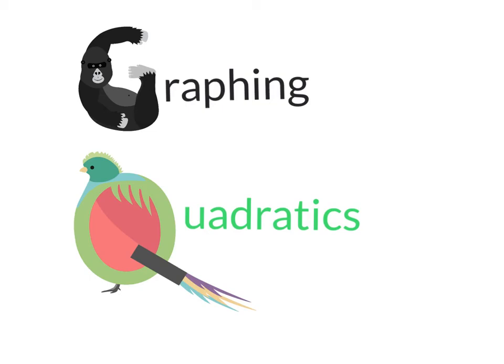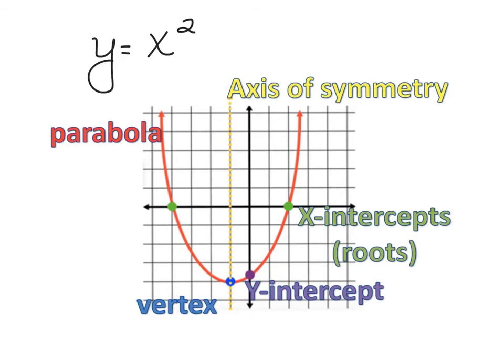In this lesson, we're going to learn how to graph quadratics. So, I just want to remind you of some of the key points that make up a quadratic, which when you graph it is known as a parabola. All parabolas have a vertex, which is either the minimum or the maximum height that the parabola will reach.